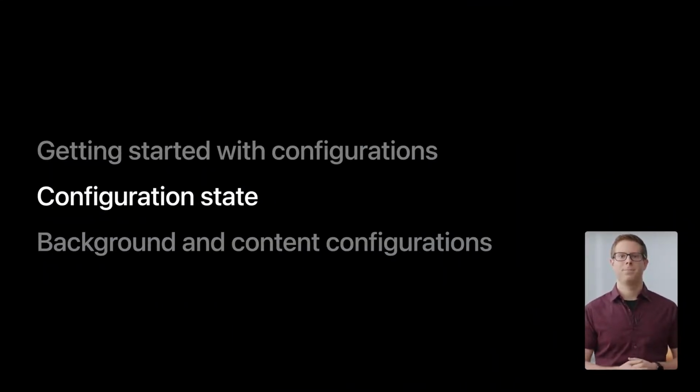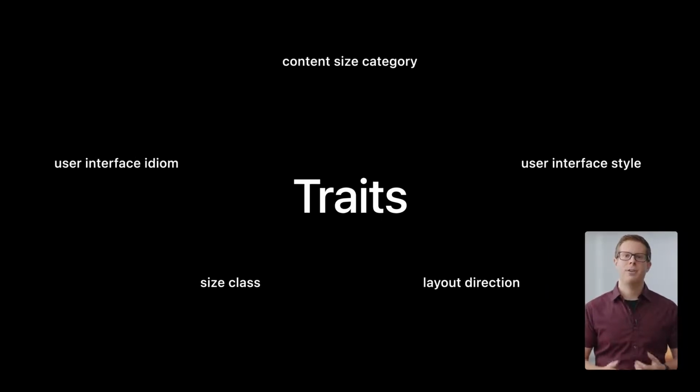Now that you're familiar with the basics of configurations, let's talk about a new concept that works together with them, called configuration state. Configuration state represents the various inputs that you use to configure your cells and views. What kind of inputs are we talking about? One of the most common inputs that determines how you set up your views are traits from UITraitCollection. These are things like the size class, user interface style, and the content size category.